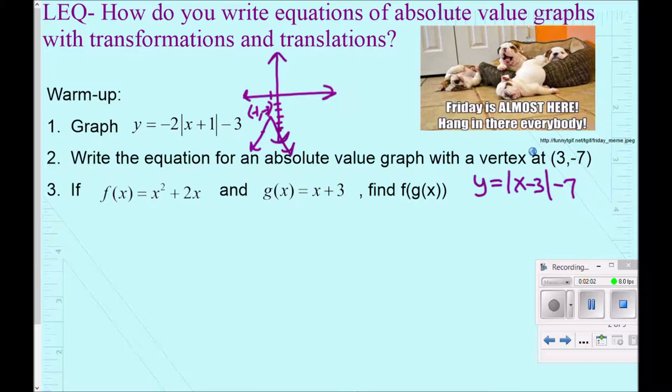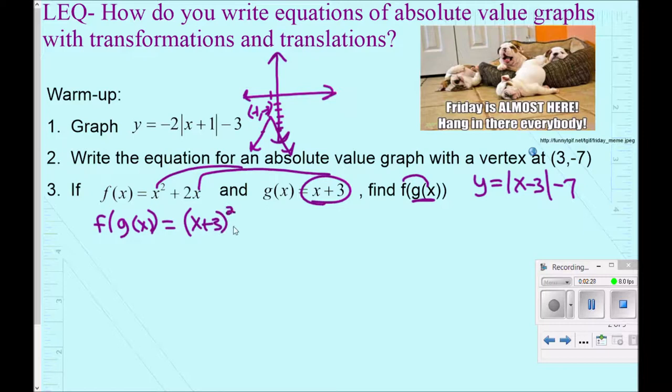Number 3, so I'm supposed to find f of g of x, which means I'm going to put g of x into the f function. So g of x is going into the f function 2 places, for both of the x's. So f of g of x is equal to, I'm replacing x with x plus 3 and squaring it, plus 2 times x plus 3. And I'm going to simplify that.